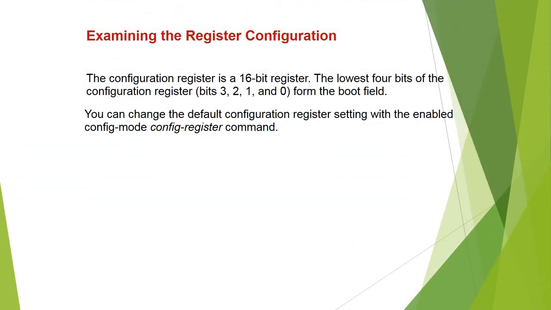Examining the register configuration. The configuration register is a 16-bit register. The lowest 4 bits of the configuration register, 0 1 2 3, form the boot field. You can change the default configuration register setting with the enable config mode config-register command.